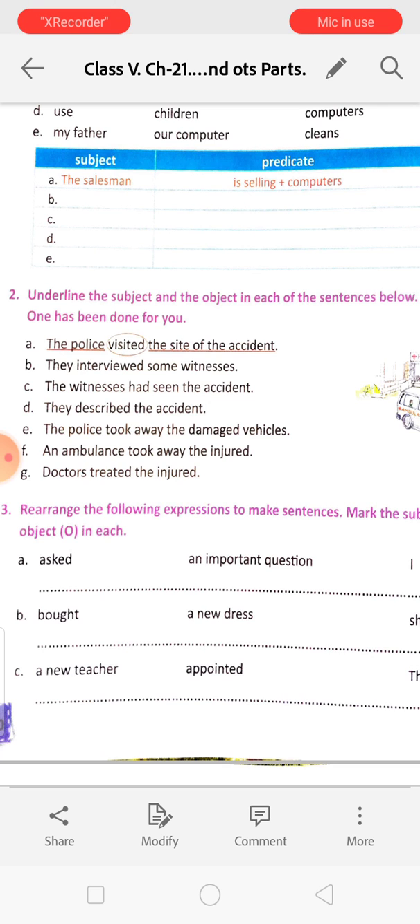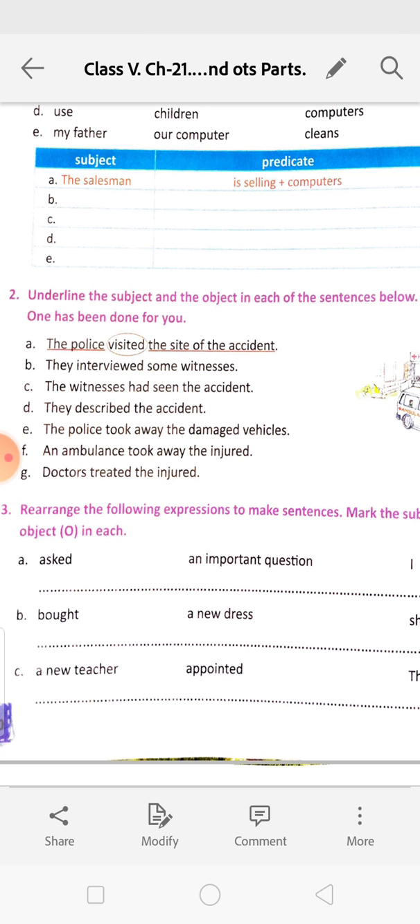Okay. An ambulance took away the injured. Here the verb is took away. Who took away? An ambulance. So an ambulance is the subject here. Took away the injured is the predicate. But when we are telling subject and object, at that time an ambulance is the subject, took away is the verb, the injured is the object. Doctors treated the injured. Okay.